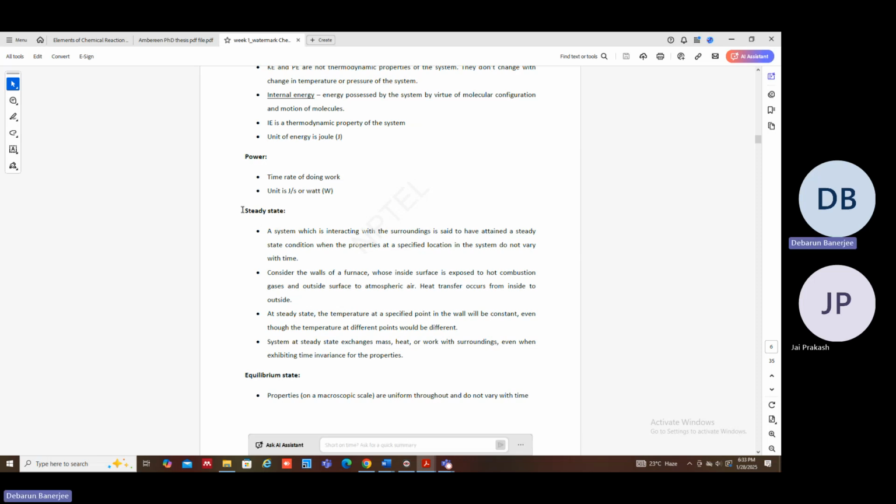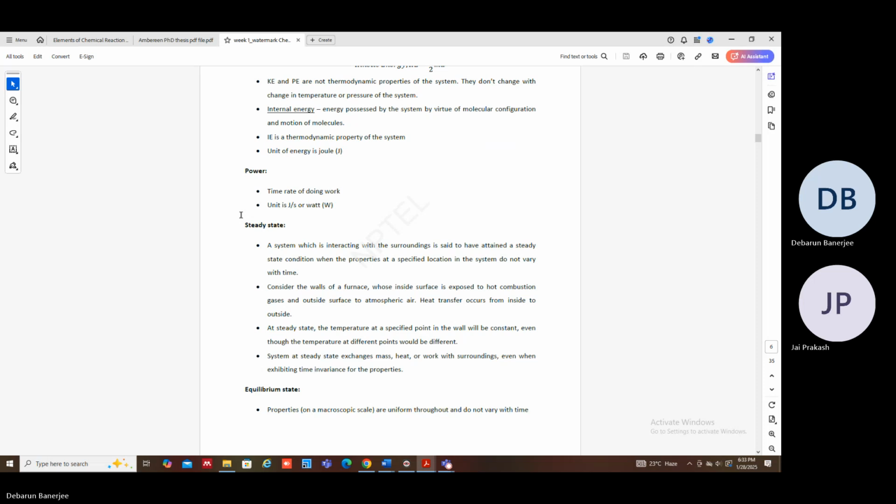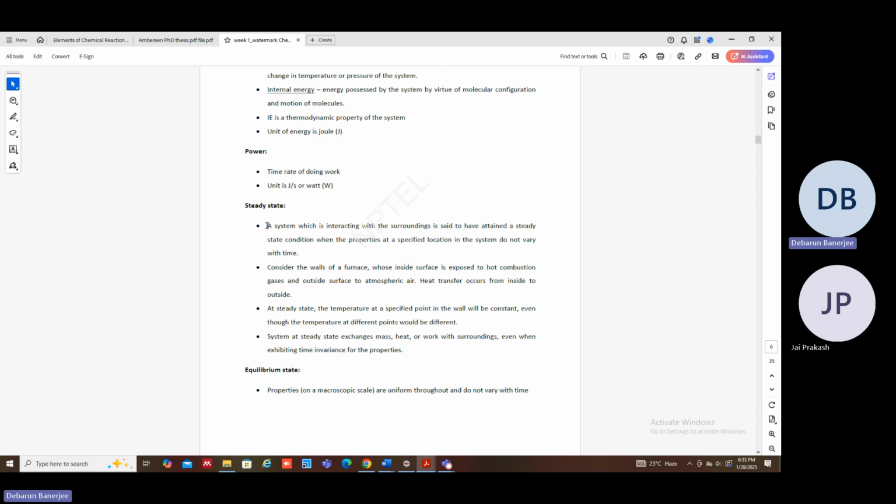Now you have the steady state. Steady state is when a system interacting with the surroundings is said to have attained a steady state condition when the properties at a specified location in the system do not vary with time. If we consider the walls of a furnace whose inside surface is exposed to hot combustion gases and outside surface to atmospheric air, heat transfer occurs from inside to outside.